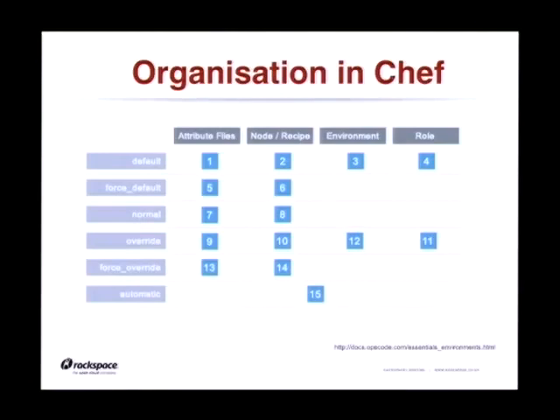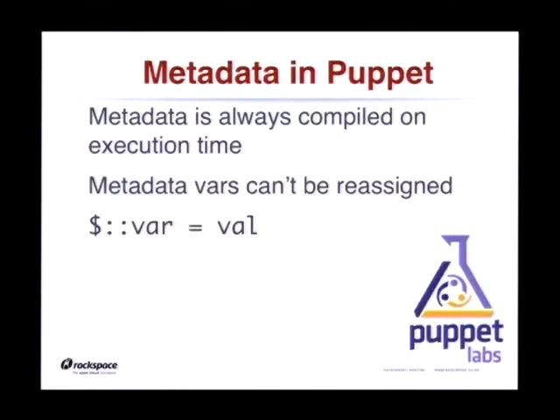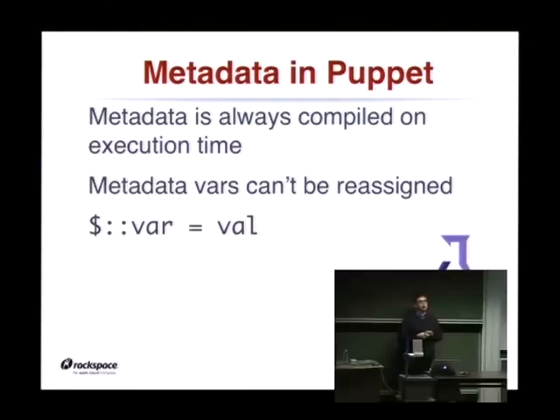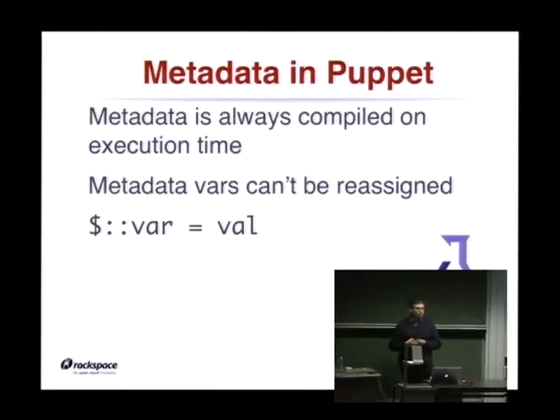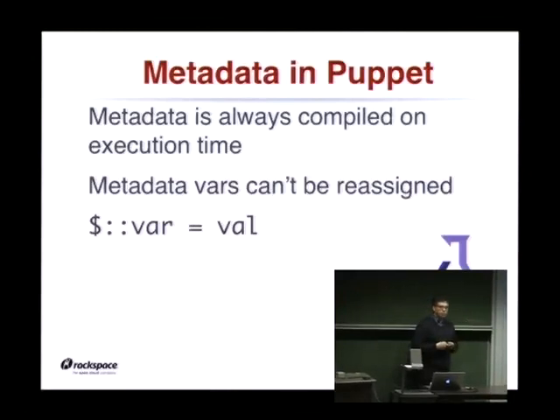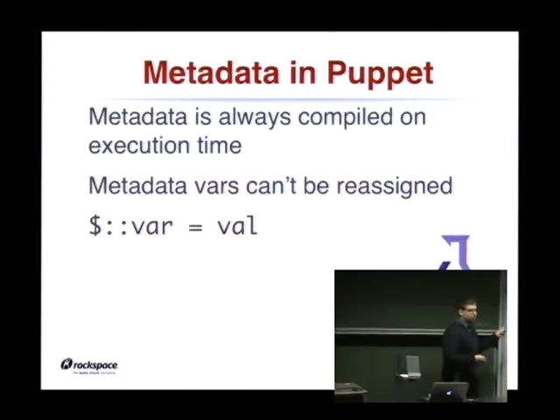So in Puppet, metadata is slightly different. As you know, Puppet always compiles metadata on the server at execution time. So that's sometimes a good thing, but then the Puppet master starts suffering from that when you have a lot of servers. Metadata variables can be reassigned, which is something that I would say is a deliberate choice, but it makes cookbooks and the way you define metadata quite tricky, because you can't just write any kind of variables. And it's always defined like that, with a class before, in this case.